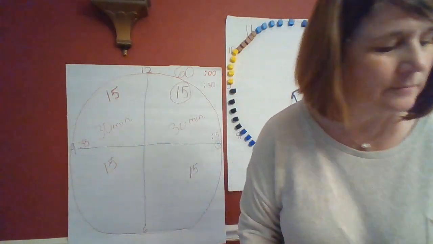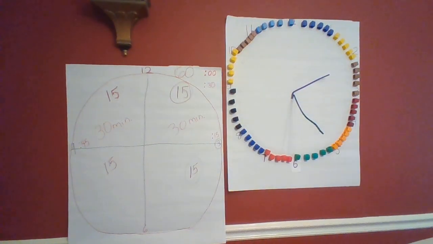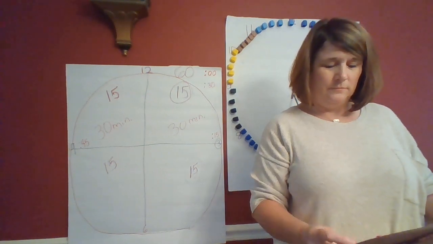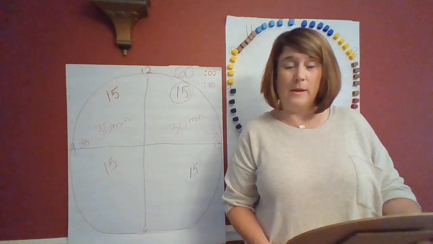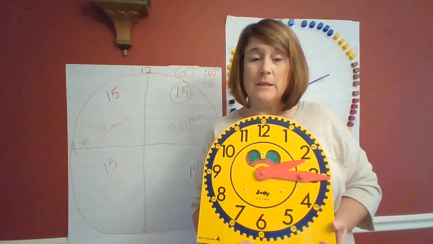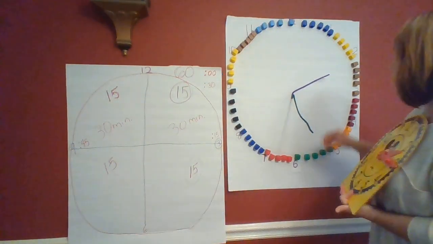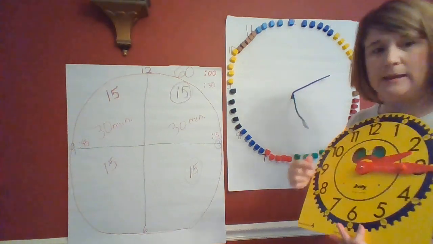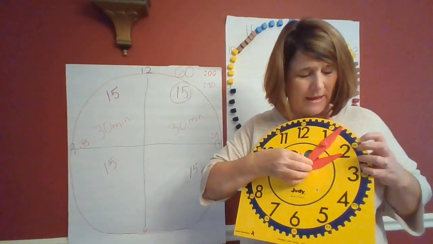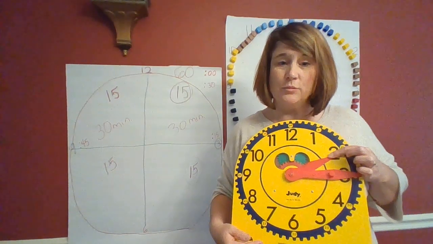Practice that. I'm going to get my Judy clock so you can check by it. Okay, you ready to check your work? This is 2:15 or quarter past 2. So on your clock, your hour hand is on the 2, and it has gone 15 minutes past the hour. So 5, 10, 15, quarter past 2.